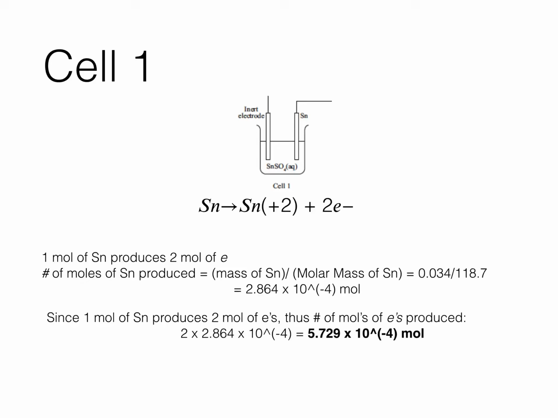So the number of moles of electrons will be 2 times the moles of tin going into the solution, so 2 times the above number would give us 5.729 times 10 to the power negative 4 moles. This is the number of moles of electrons that are going from cell 1 to cell 2 in this particular case, because we were given that only 0.034 grams of tin is going into the solution.